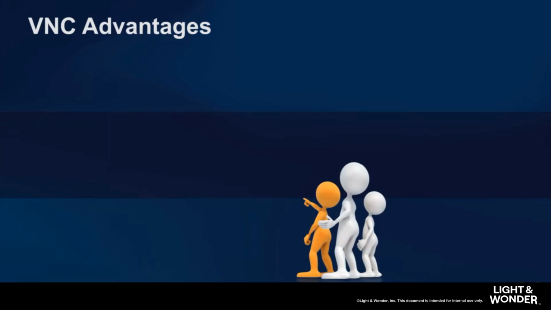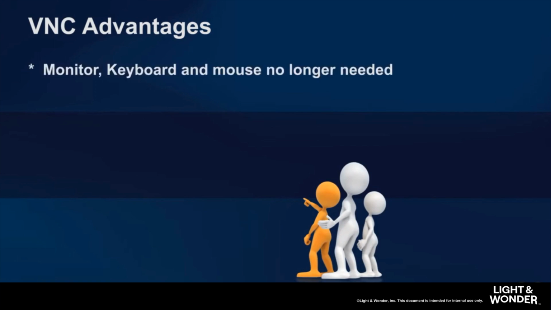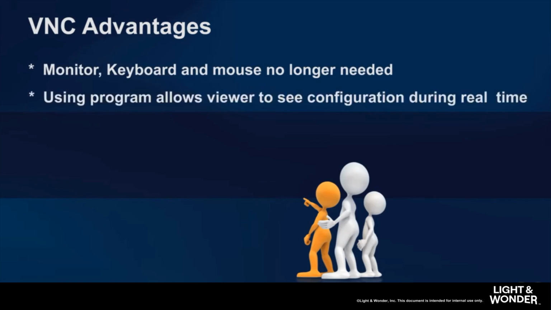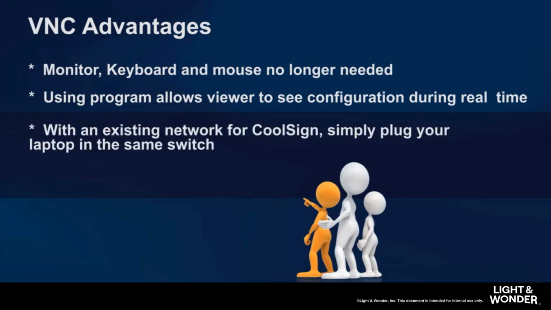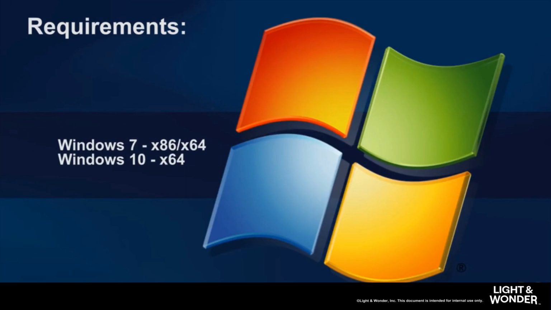The advantages of using VNC Viewer are as follows. You no longer need a monitor, keyboard, and mouse. Using the program allows the viewer to see configurations in real time. CoolSign is part of an existing network, so use of the same network switch makes the telnet easier. At a minimum, you will need to use Windows 7 or higher.